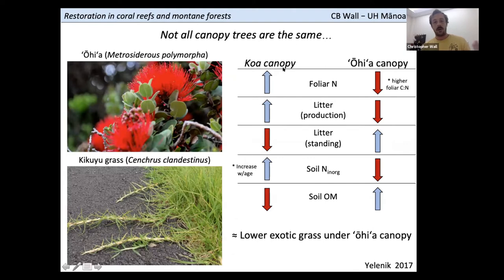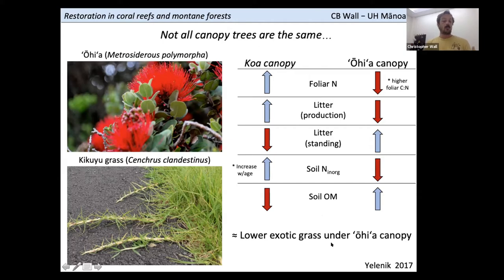For instance, koa has really high nitrogen in its leaves, produces a lot of litter. That litter breaks down faster and it increases the soil nitrogen and overall decreases soil organic matter because of just increased respiration of the soil.